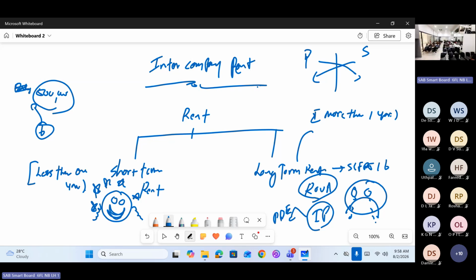IP means investment property. We have a separate standard. What is that? IAS 40, investment properties. What's the investment property?